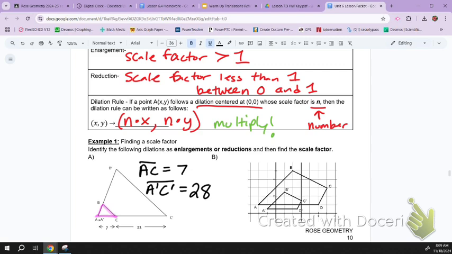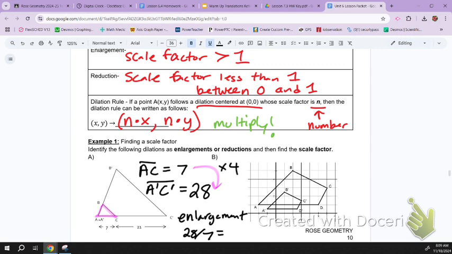And sometimes I find it easier to identify the side. And so now I'm thinking from 7 to 28, did we get smaller or bigger? Bigger. And by how much? What did we multiply by? We added 21, but what do we multiply by? If you're not sure, do 28 divided by 7 in your calculator. We have an enlargement.